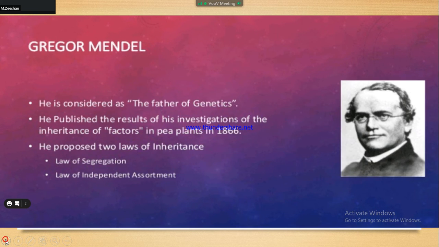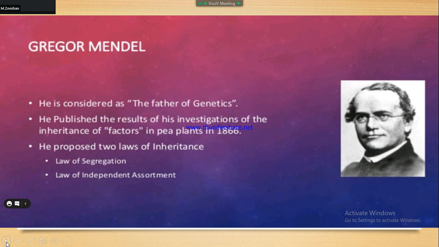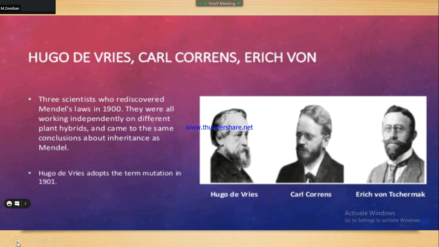When Mendel performed the experiment on the pea plant in 1866, he did not know the terms gene and allele. So his work was unpublished. But Hugo de Vries, Carl Correns, and Erich von Tschermak, these three scientists rediscovered Mendel's work in 1900, after 32 years. They worked on plant hybrids and came to the same conclusions of inheritance as Mendel. Mendel gave the two laws, law of segregation and law of independent assortment, which we will study in detail in future lectures.